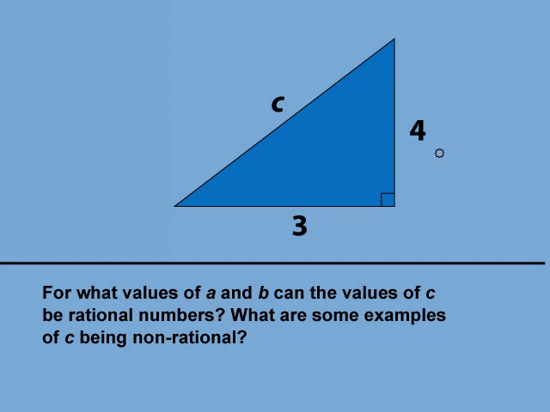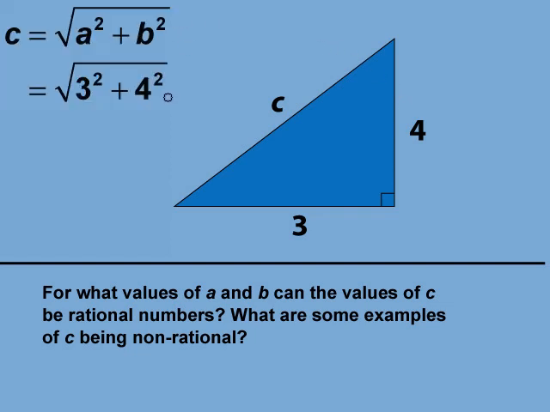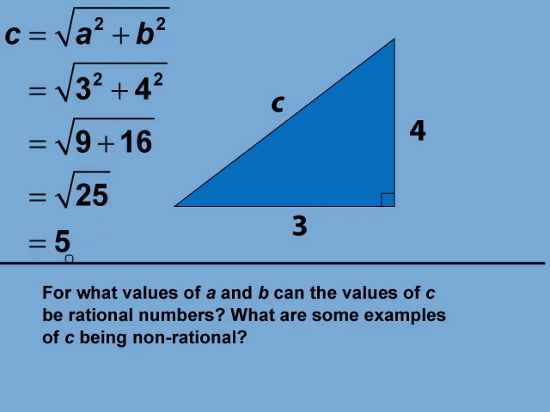In this example, the legs of the triangle are 3 and 4 units long. If we plug these values into the formula, we get the square root of the quantity 3 squared plus 4 squared. This becomes the square root of 9 plus 16. This becomes the square root of 25, which is equal to 5. So in this case, the value of c is a rational number, specifically an integer.